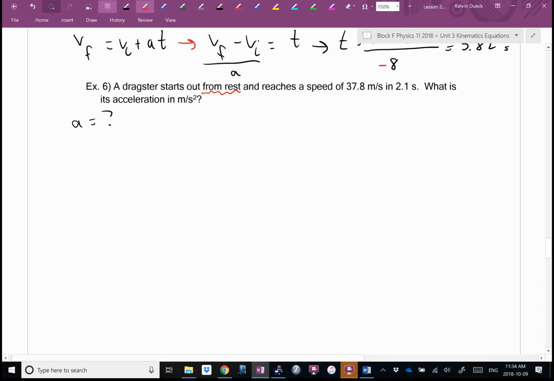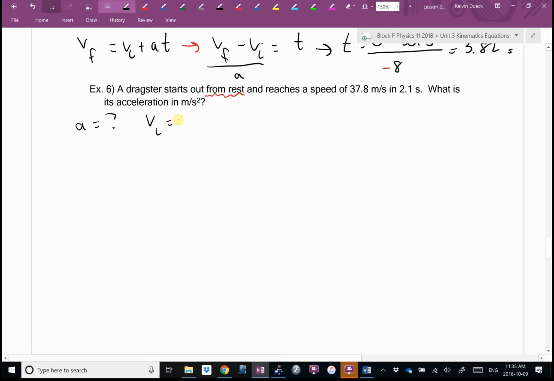Everybody underline from rest. What's that telling me? What's that 37.8? What are the units next to that 37.8? So it's a velocity. Which one? Good. What's that 2.1?